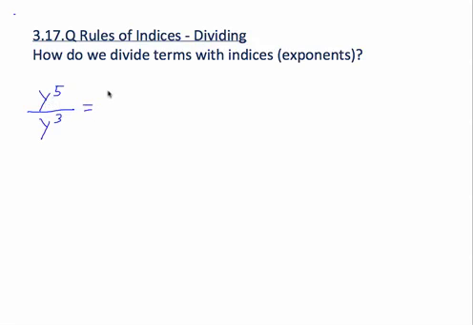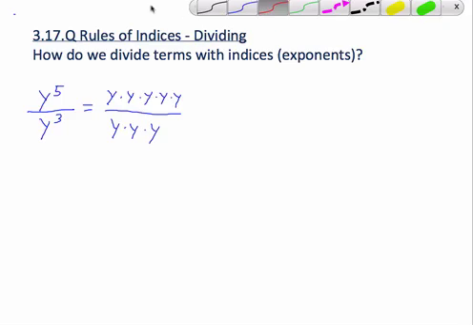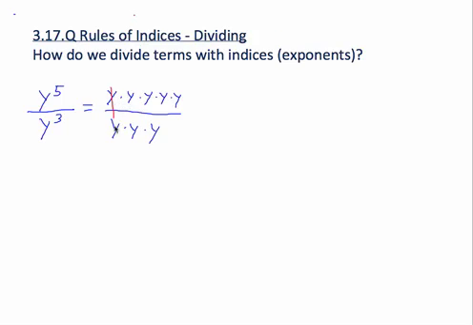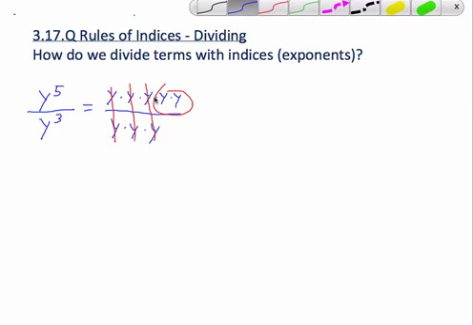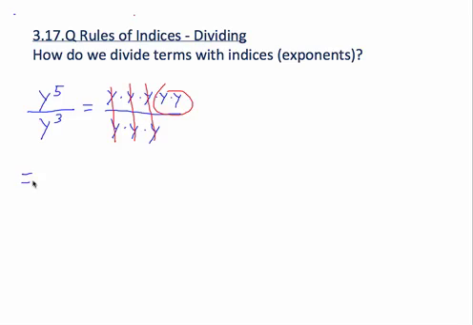So if we write out y times y times y times y times y, which is y to the power of 5, divided by y times y times y, we can clearly see now that 3 of these pairs of y's will cancel out. Y divided by y is 1, y divided by y is 1, y divided by y is 1. And what we're left with is just 2 y's multiplied by each other. So this is equal to y squared.